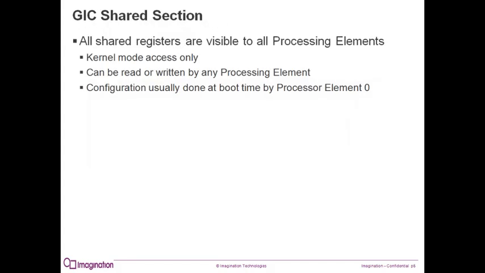I'm going to start with the shared section of the global interrupt controller. This section of registers can be accessed by all processing elements while in kernel mode. Most of the registers in this section are used to configure the global interrupt controller. Usually you would do this configuration in your boot code using processing element 0. In most cases, the other processing elements only access these registers for status information. The names of these registers in this section all start with GIC_SH to indicate they are Global Interrupt Control Shared Section registers.